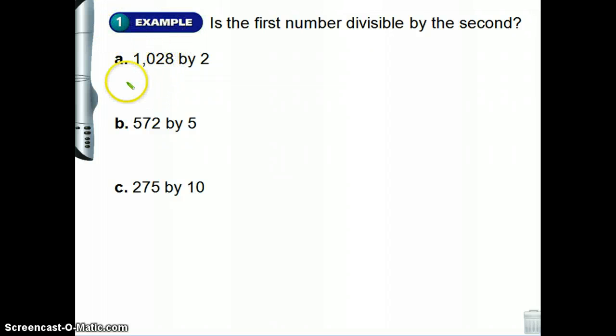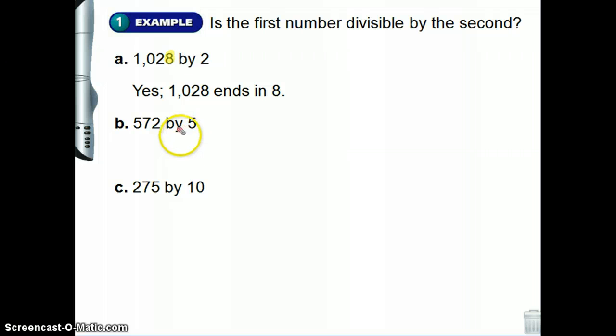Well, if I go back to my divisibility rules, a number is divisible by 2 if it ends in an even number. So, is 1,028 divisible by 2? I would say yes, because it ends in 8. Okay. What about letter B?